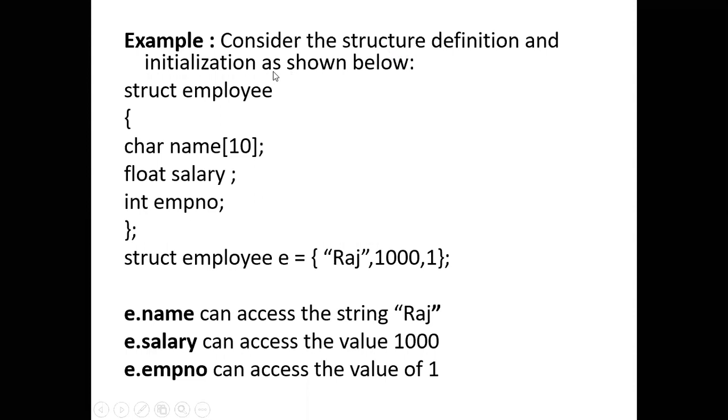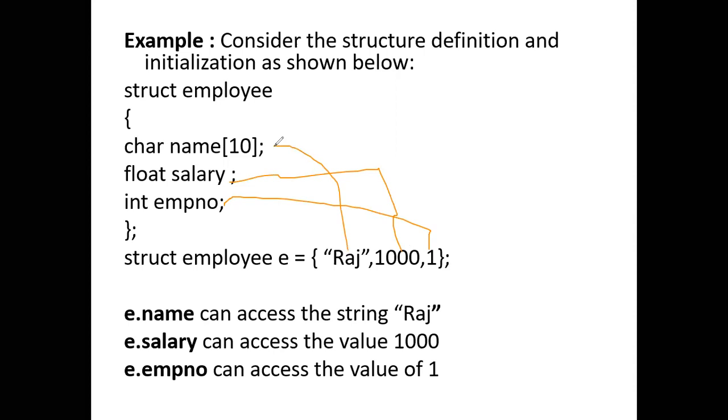Consider the structure definition and initialization as shown below. Take an example. This is our structure, and we have initialized the values for the structure variable e. Now, if I write e1 dot name. This is my ID, this is salary, and this is name.